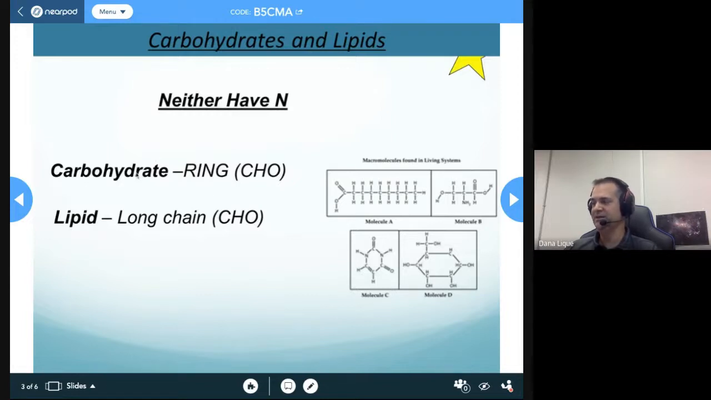And the difference between a carb and a lipid: a carbohydrate is going to be on a ring or a circular structure. So this molecule D, this is going to be your carbohydrate. Okay. The reason it's not C is because there's some Ns there. Okay. And then lipid is just long chain. So that would be molecule A. It can be several of these strung together. So it might be a chain here, chain here, chain here, chain here going up. But either way, if it's not on a ring and it has just carbon, hydrogen, and oxygen, okay, it's going to be a lipid. All right.